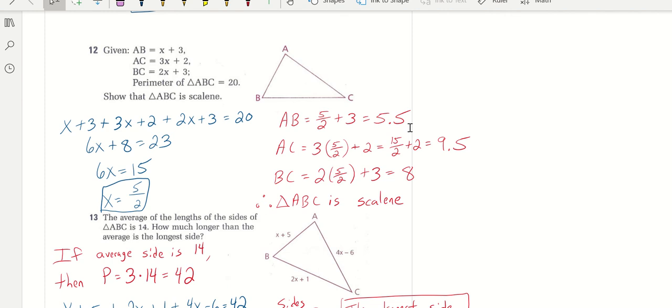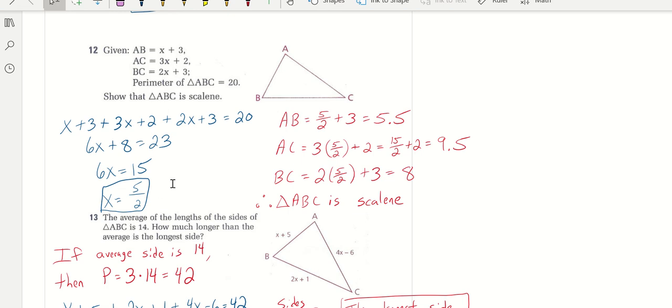Number 12. Given that AB is equal to x plus 3, AC is equal to 3x plus 2, BC is equal to 2x plus 3, and the perimeter of triangle ABC is 20, show the triangle ABC is scalene. So we add all these side lengths together, set it equal to 20. That's how you find the perimeter. Add the three sides together. That is your perimeter. You solve for x and we get x equals 5/2.